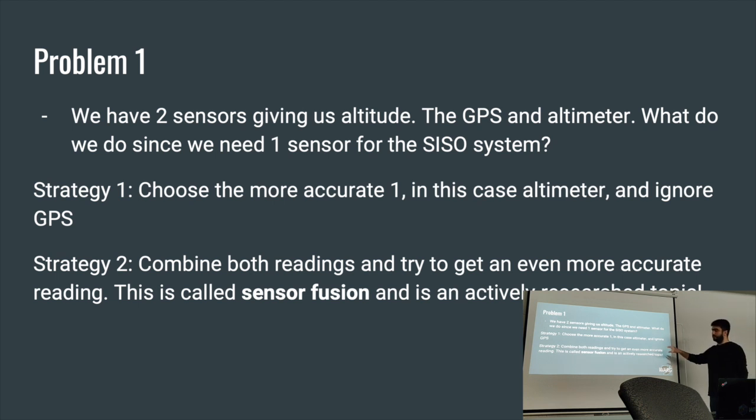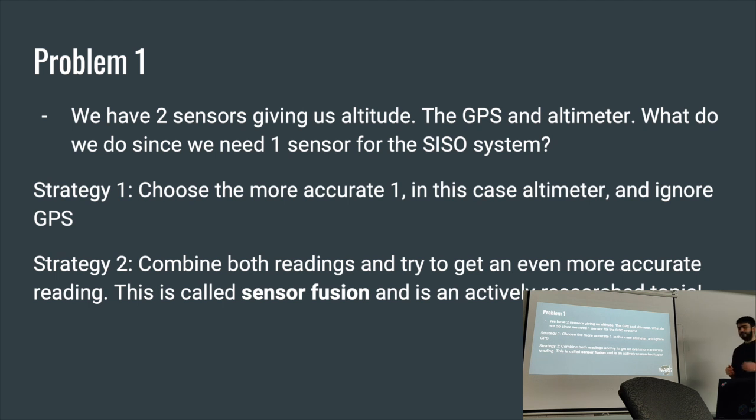The second strategy is to actually combine both of the readings and try to get an even more accurate reading that way. An altimeter is good, but there's a lot of noise around a particular altitude level. The GPS is good as well, but it doesn't have as much accuracy, though it has a very stable altitude signal.